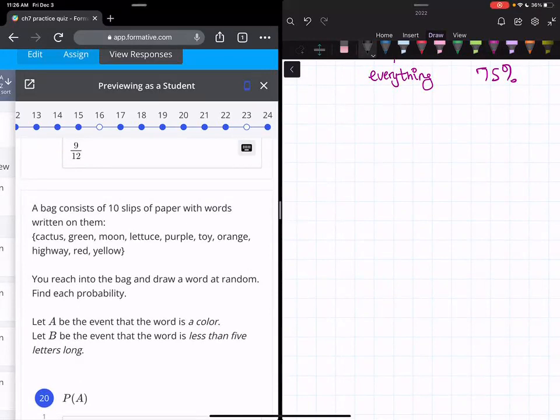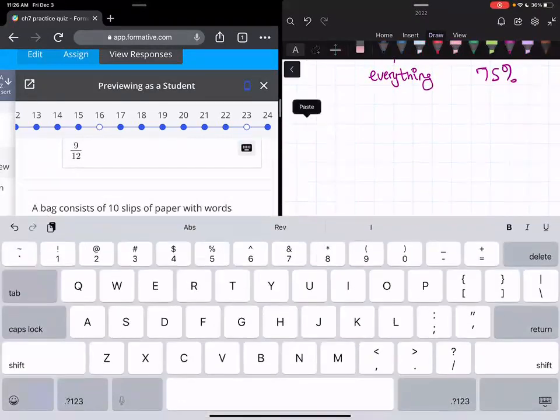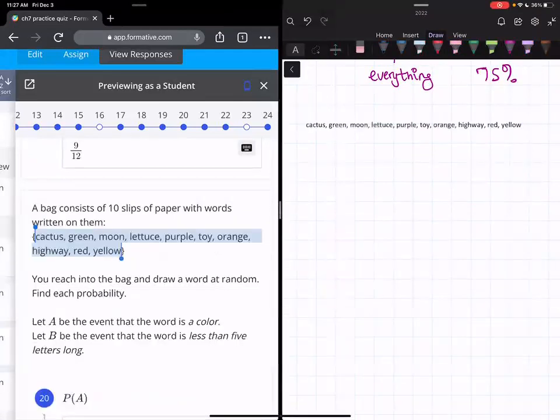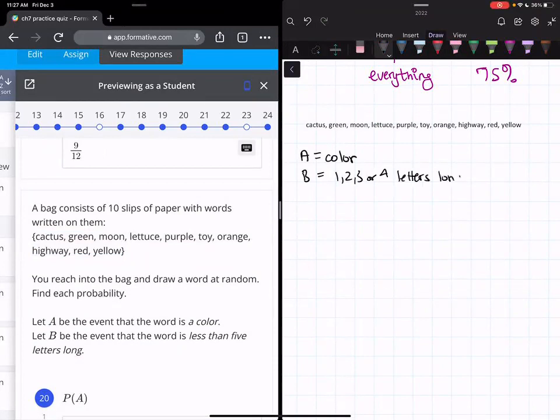Okay. So we have these words. Can I copy them? Looks like it. Ooh, all right, they exist. They're very small, but that's fine. So A is that it's a color. And B is less than 5 letters long. So 1, 2, 3, or 4 letters long. That's what it says. We all agree.